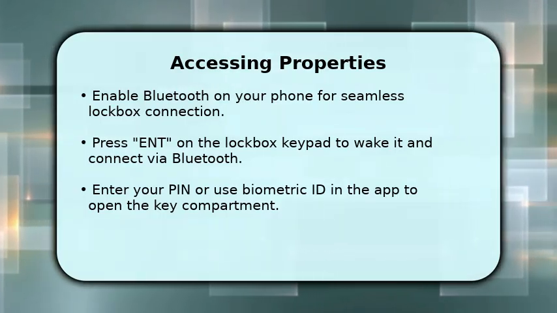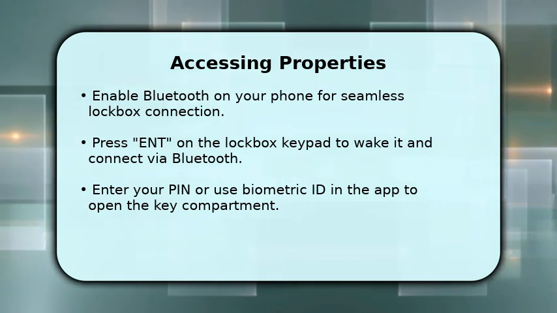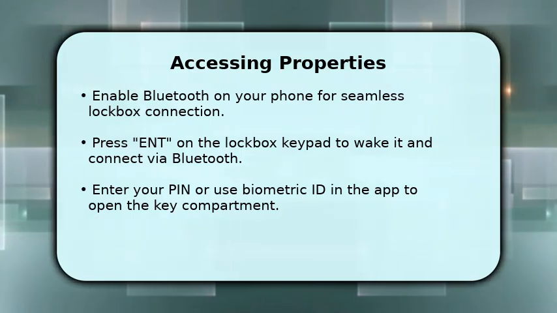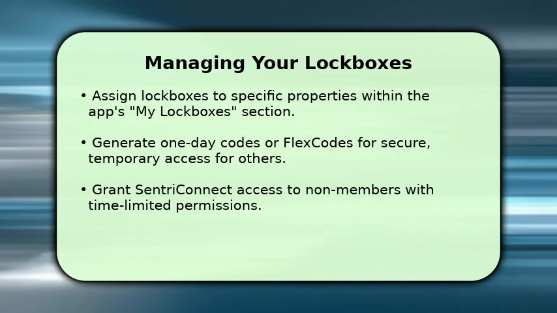For older, non-Bluetooth lockboxes, select View Nearby Properties in the app and manually enter the lockbox's serial number to receive an access code. The SentriLock app offers robust tools for managing your lockboxes. You can easily assign lockboxes to specific properties through the My Lockboxes section, ensuring accurate tracking.